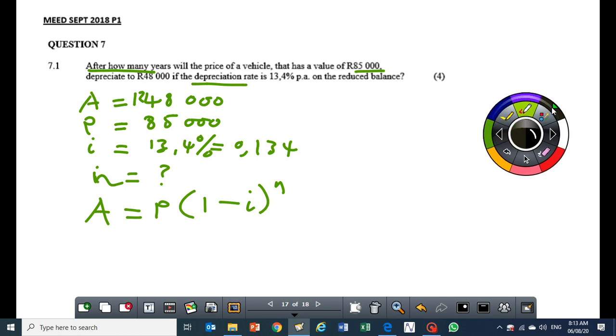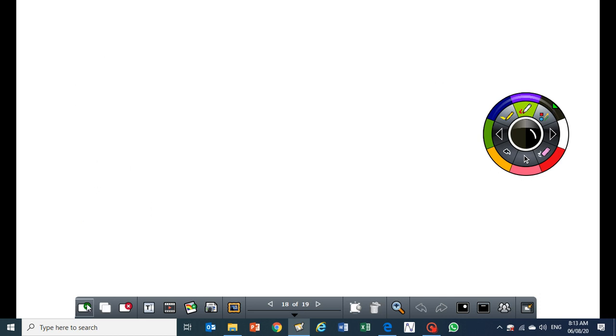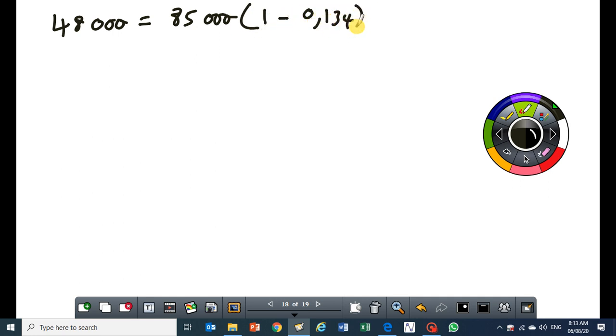So our value is 48.85. But when we go to the next page, you have 48,000 is equal to 85,000 times (1 minus 0.134) raised to the power of n. It's a good thing that I gave you this question because it's part of what I'm supposed to conclude on financial maths. The calculation of n, we have done it many times so far, but we just iron it out and finish.